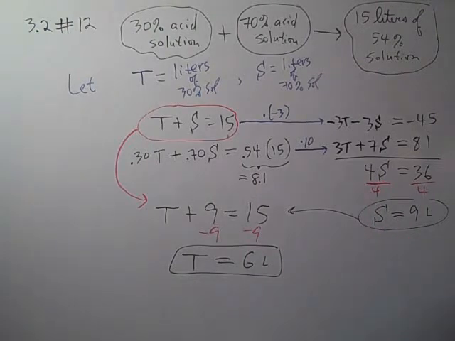And notice I use the letter T to stand for 30, reminding me that that's how much of the 30% solution, and S stood for 70, S is in 70, to remind me that that was the 70% solution.